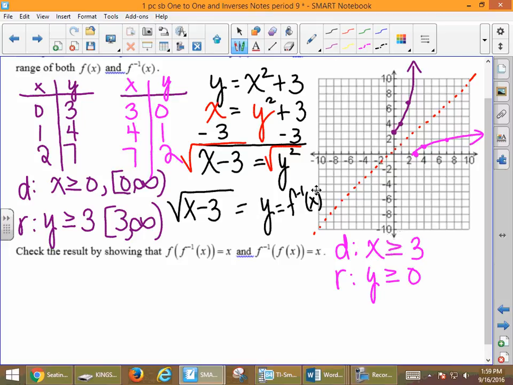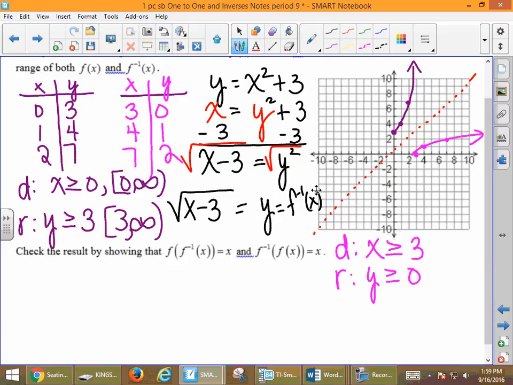Now, I did switch the variables, because domain is represented by x and range is represented by y. But the values were still the same. We started at 3 and we went right, and 3 was part of it. Our lowest value on this graph was 0, and then we go up. Y is greater than or equal to 0.